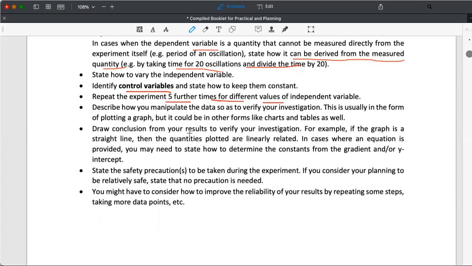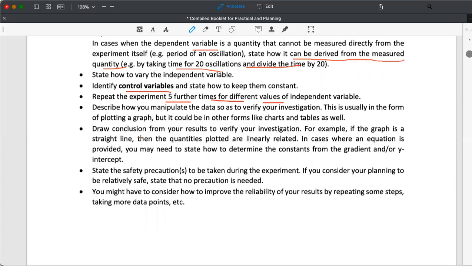And then maybe you say plot a graph of y against x and then determine the gradient. Then the gradient will represent what? Something like that. Okay, draw conclusion from results to verify your investigation. For example, if the graph is a straight line, then the quantities plotted are linearly related.